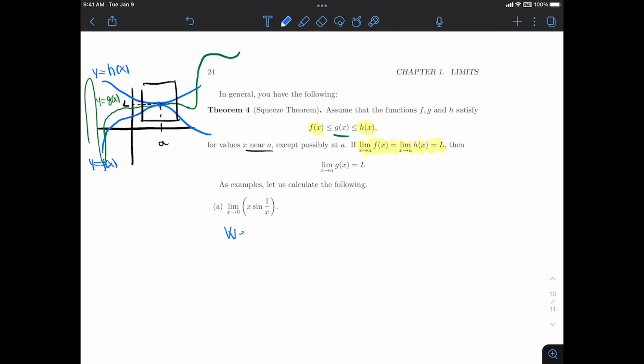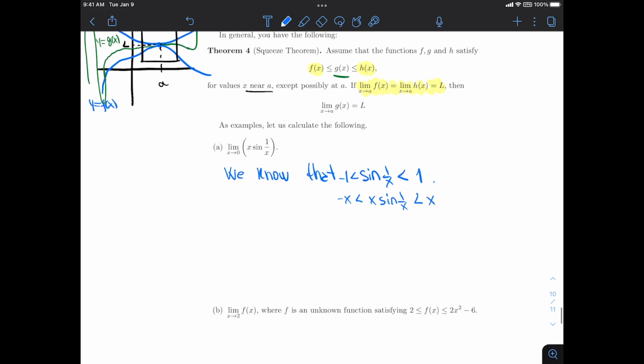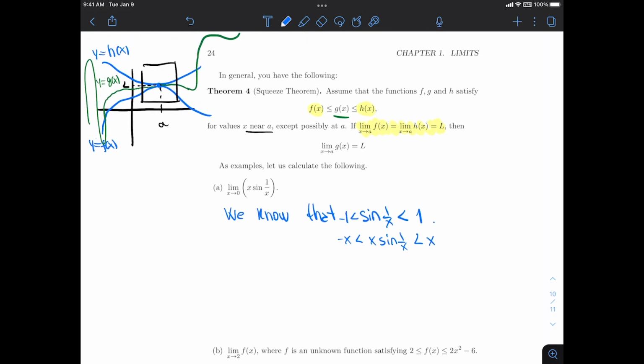So we know that sine of 1 over x is always between 1 and minus 1. Doesn't matter what x is, as long as 1 over x is well defined, meaning x is not equal to 0. Right? So if you multiply by x as well, you get minus x, sine 1 over x, x, multiplying x on each of the three parts of this inequality. It's actually two inequalities, but okay. Now, this is this condition, we're good.